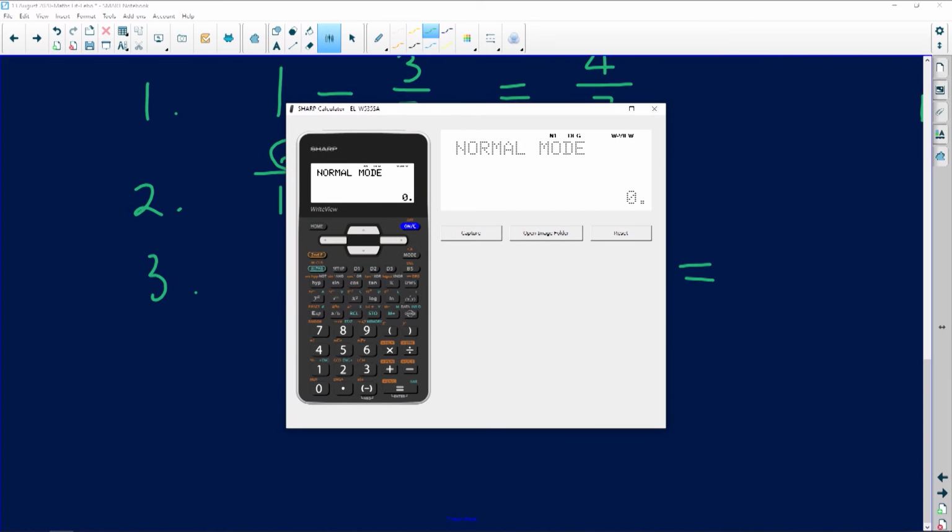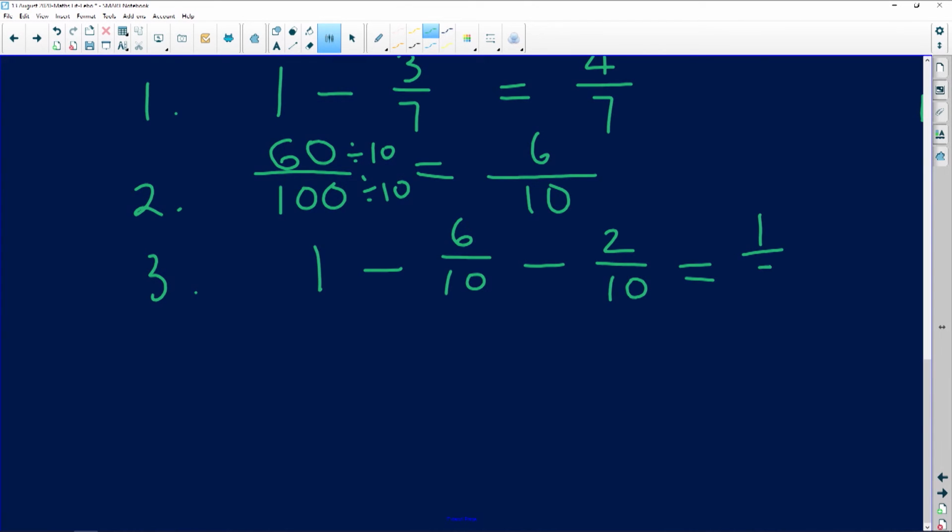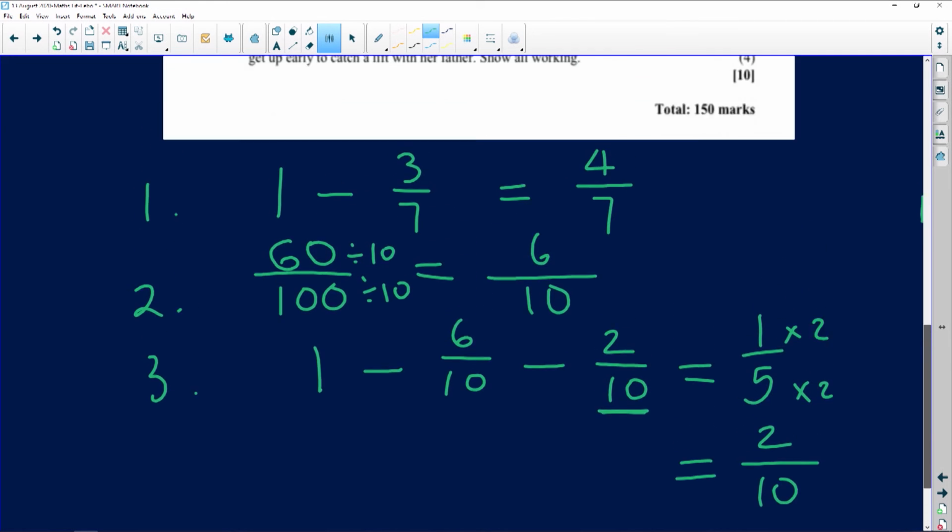So I said everything is out of 1. 1 minus 6 over 10 minus 2 over 10. So that's going to give me whatever it is. So it gives me 1 over 5. But I don't want it to be 1 over 5 because I want my denominator to look like that. What do I do to 5 to make it a 10? I just multiply everything by 2. And you could be getting it faster than this, and that's fine, okay? So it means that the rest of it is going to be 2 over 10.